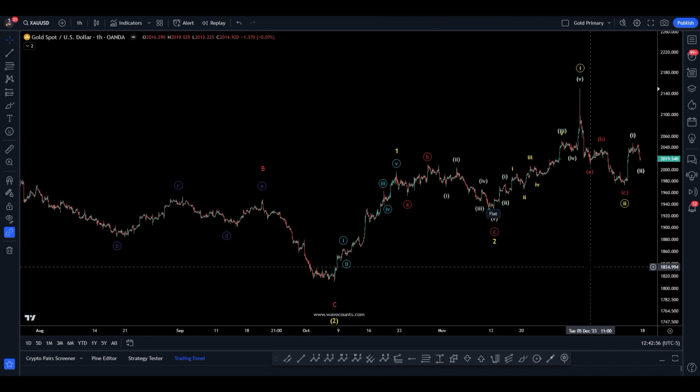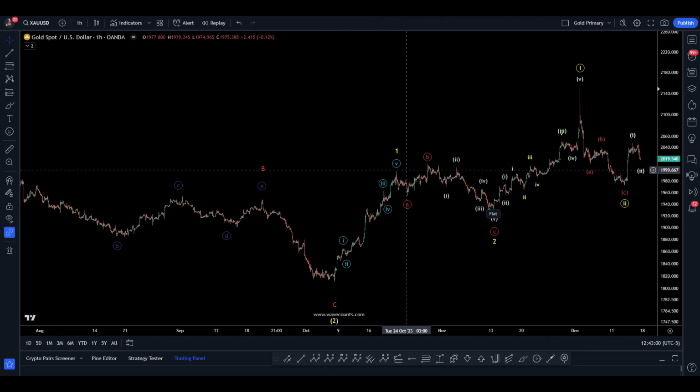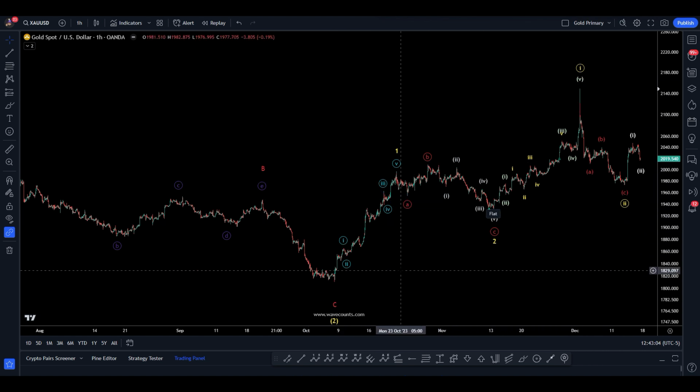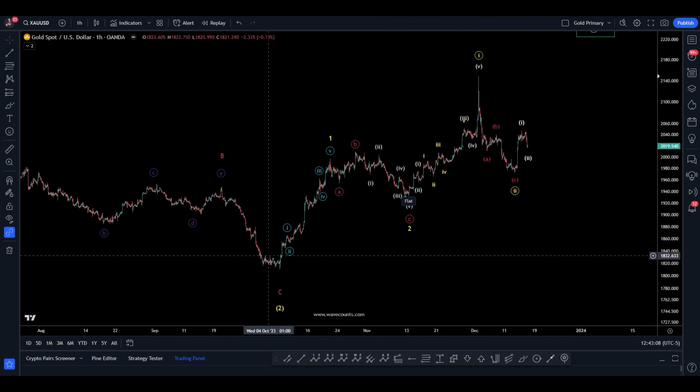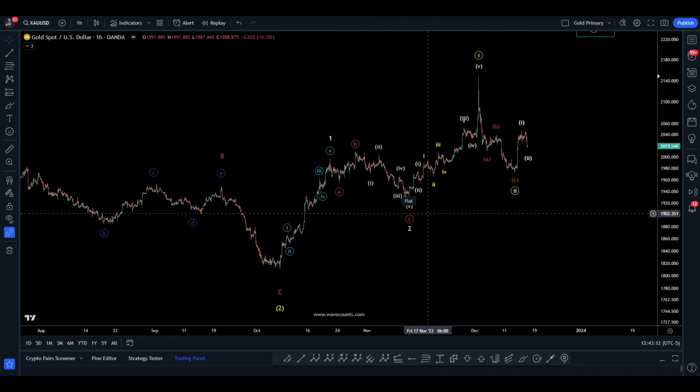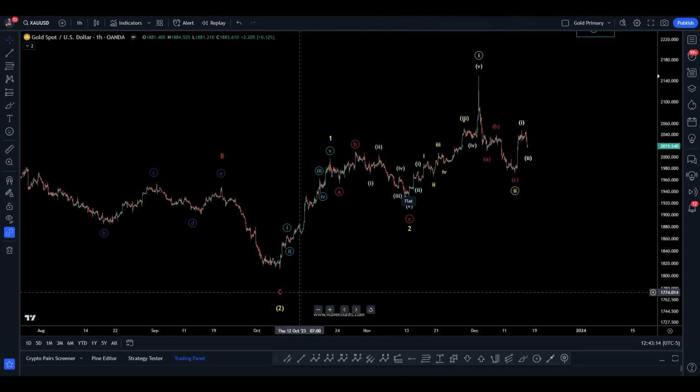Regardless, the alternate count, which I'll show you in a moment, it honestly doesn't matter whether this is a zigzag and a zigzag or an impulse and an impulse. It doesn't matter either way. But for the impulsive count, it does matter, and this is an impulse, and this has to also be an impulse.